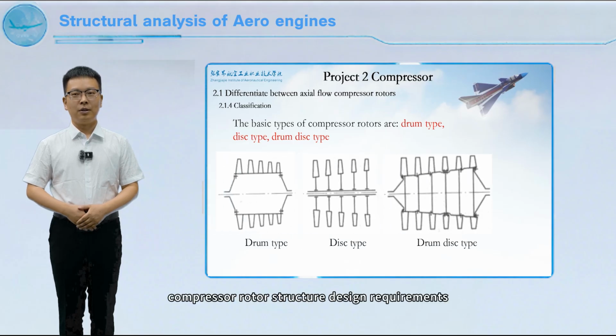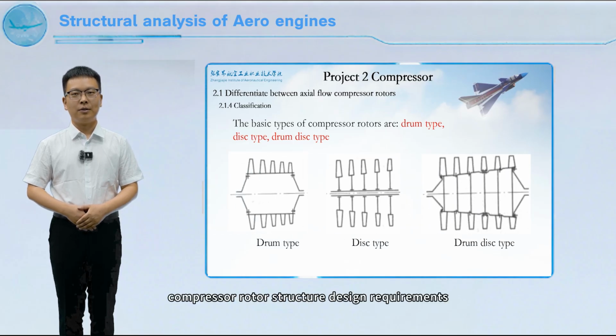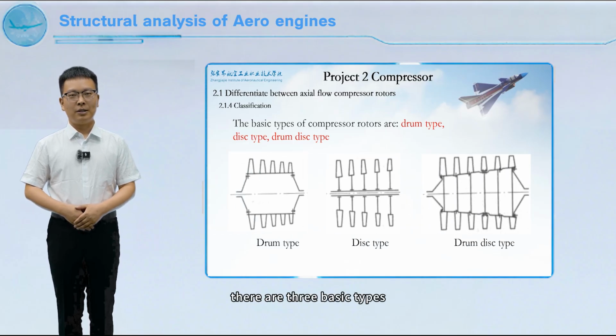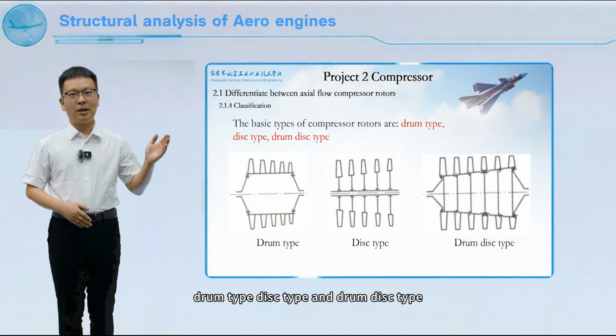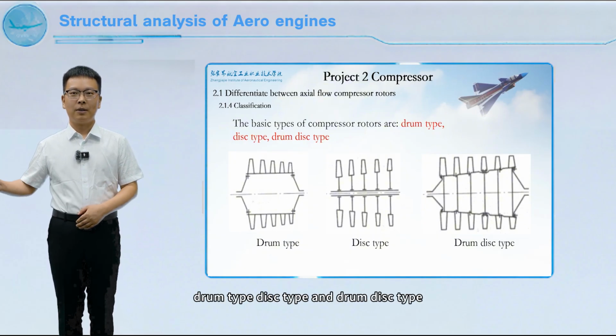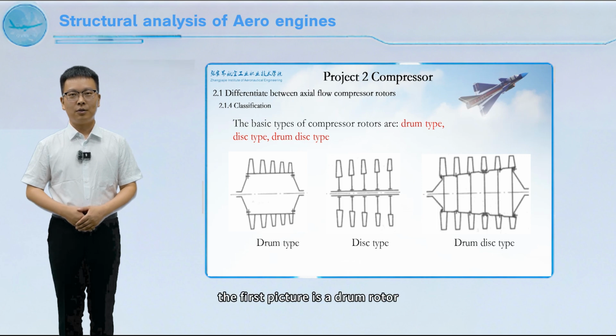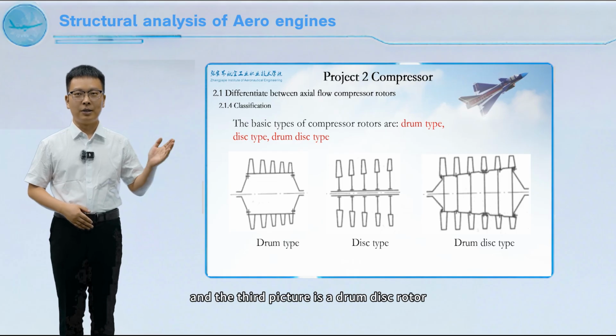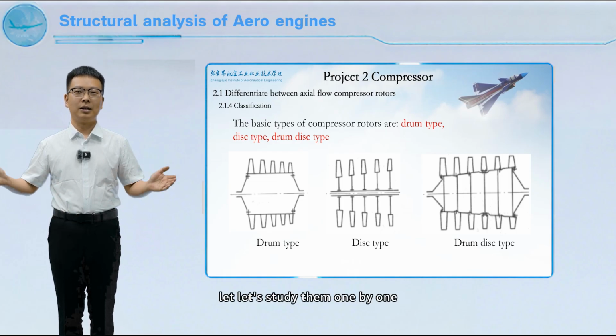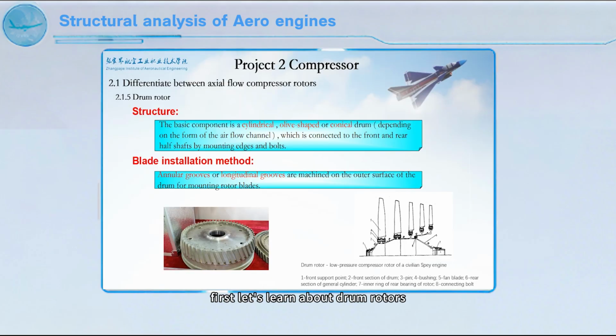Based on the above compressor rotor structure design requirements, there are three basic types of compressor rotor structures: drum type, disc type, and drum disc type. As shown in the figure, the first picture is a drum rotor, the second picture is a disc rotor, and the third picture is a drum disc rotor. Let's study them one by one. First, let's learn about drum rotors.